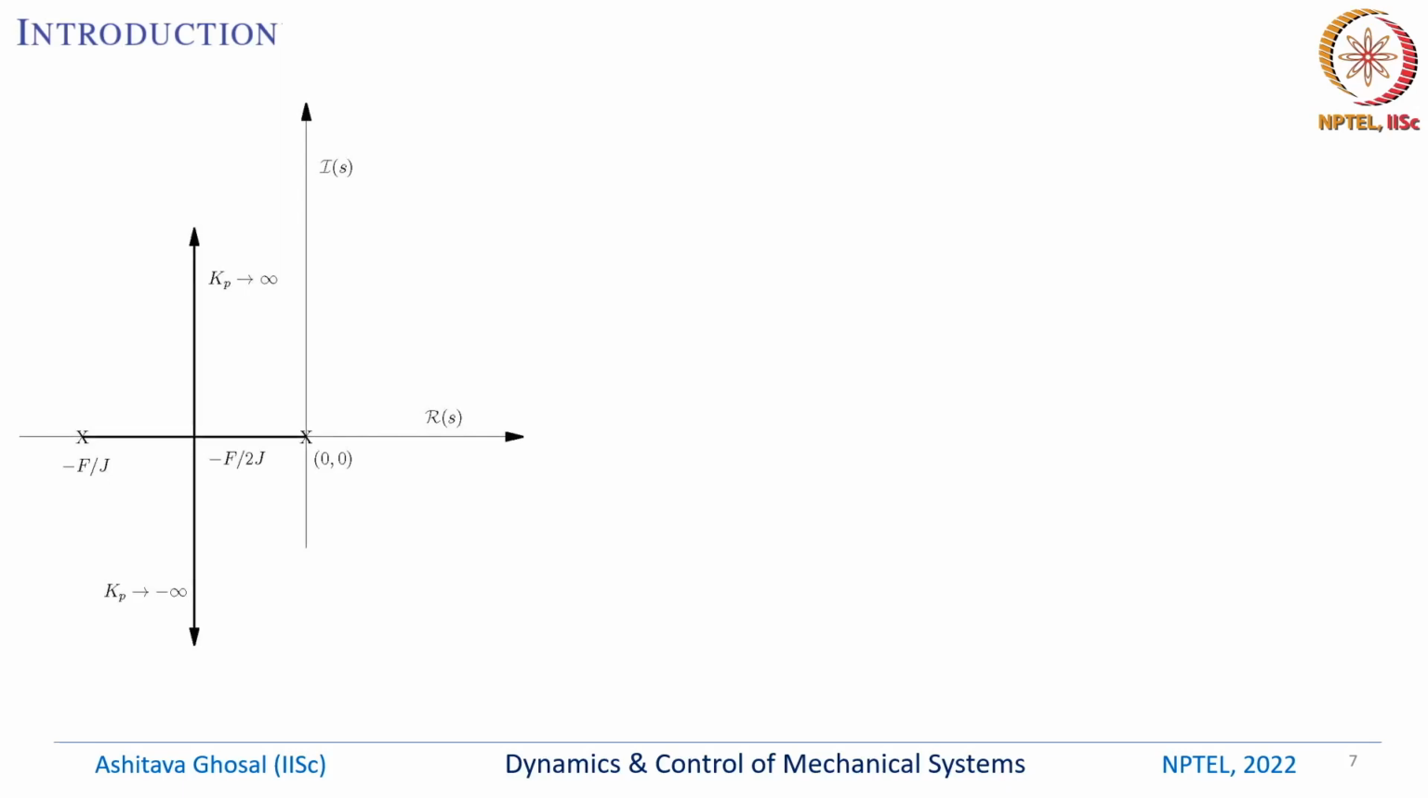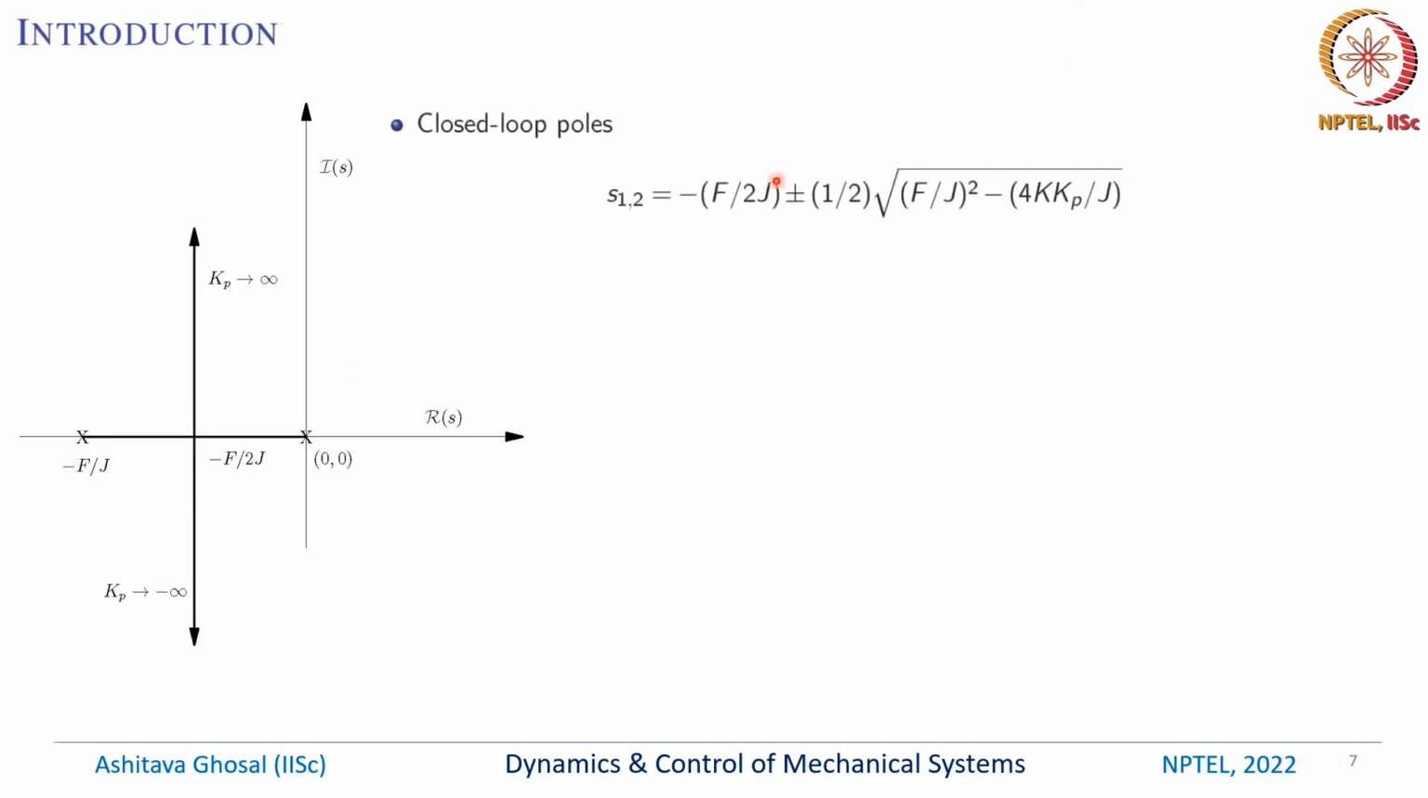So this can be shown in this S plane. Now we have again the real axis, which is R of S, and the imaginary axis, which is I of S, and we have the open loop poles, which are 0, 0 and minus f by J. Now if I change Kp, then we can see that the roots will change.